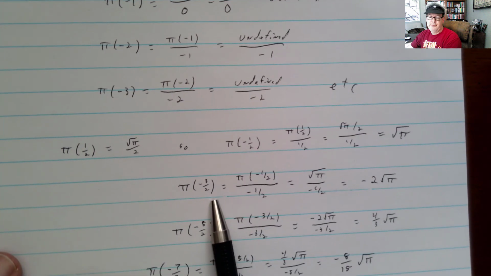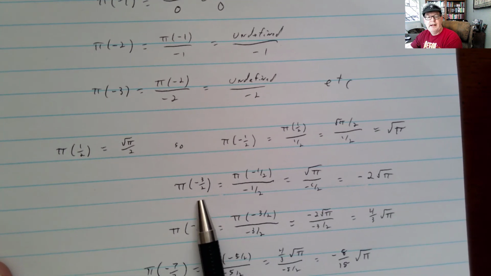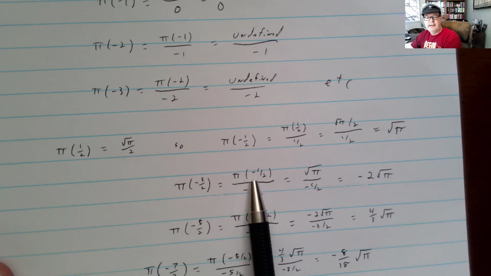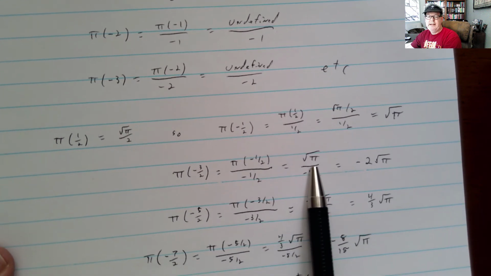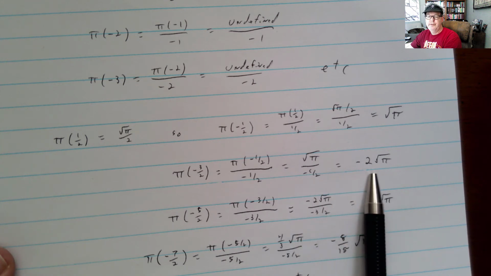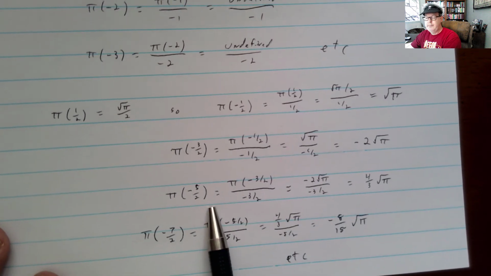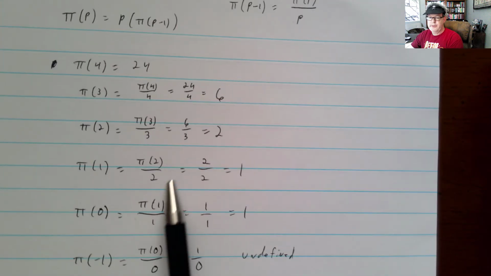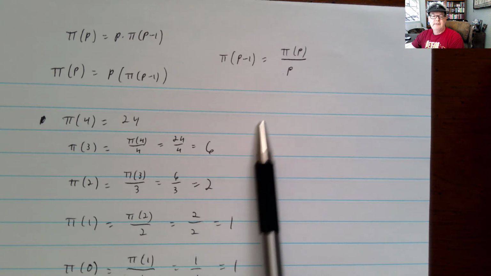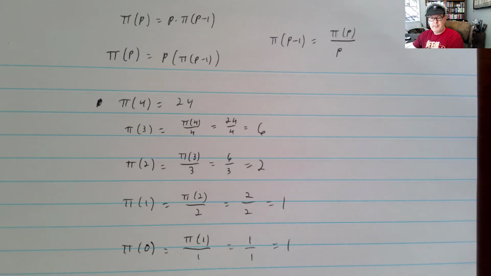But I can use that recurrence relation to keep going now. Pi of negative 3/2 would be pi of negative 1/2 divided by negative 1/2. Pi of the value 1 before divided by that value. So it'll be root pi divided by negative 1/2. So it'll be negative 2 root pi. And you can keep going. So with the recurrence relation, we can get every value of x except the negative integers. Right? So using this recurrence relation, it will allow us to go backwards.